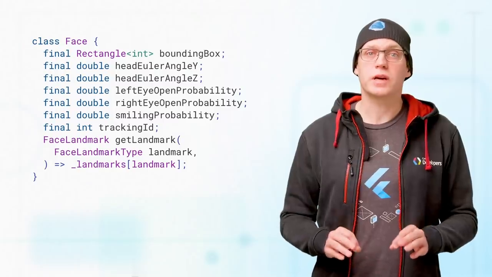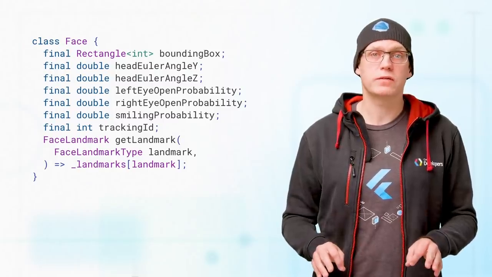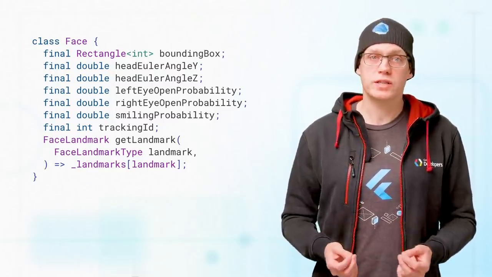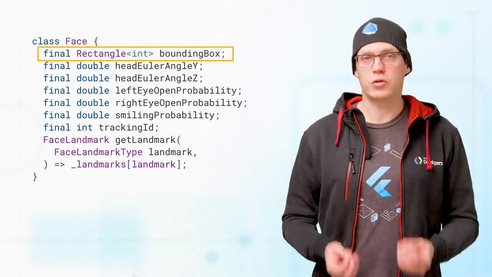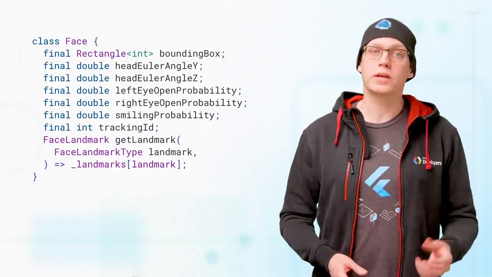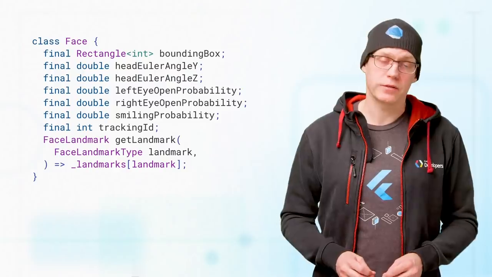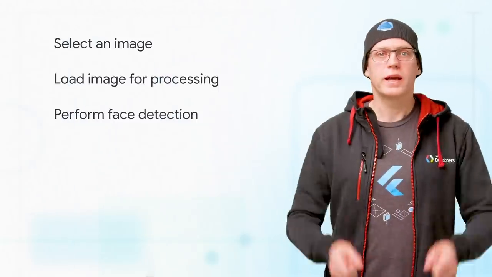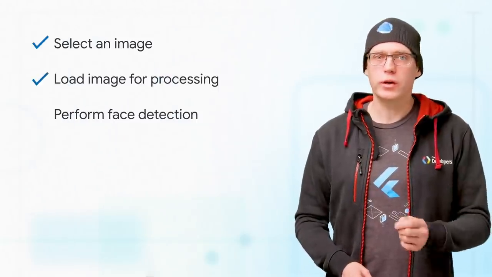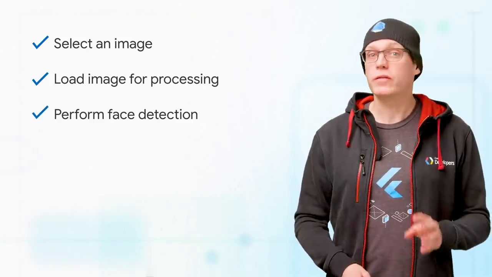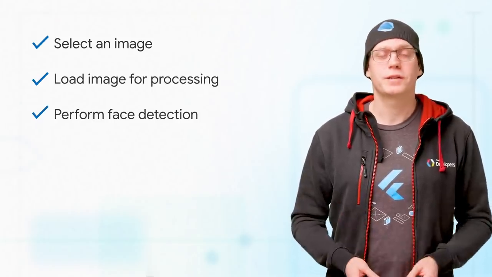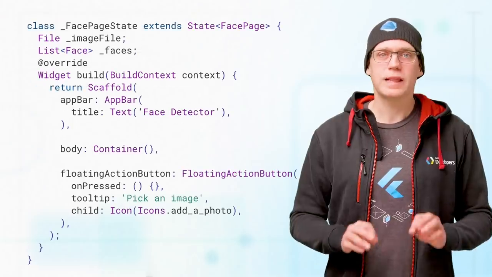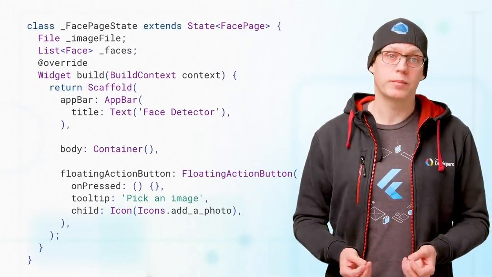The face object contains a bunch of interesting info, but the data we're most interested in is the bounding box surrounding each face, whose coordinates are relative to the true size of the image. And finally, let's wrap our code up in a function that we can drop into our stateful widget. Great! Now we've got image selection, loading, and processing. Not bad for four lines of code, all thanks to the power of plugins. Let's wire everything together in our app.